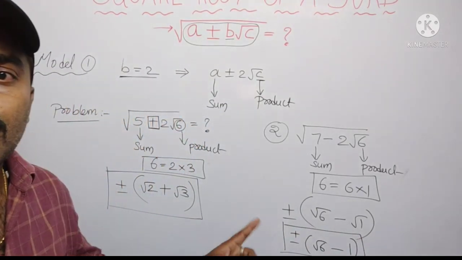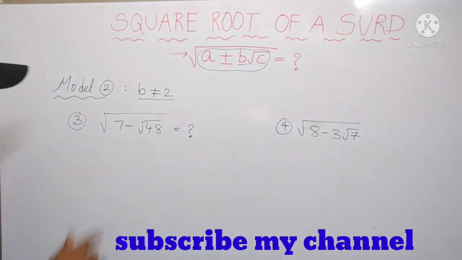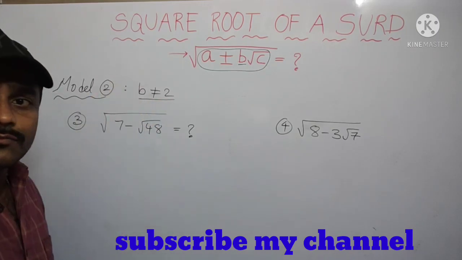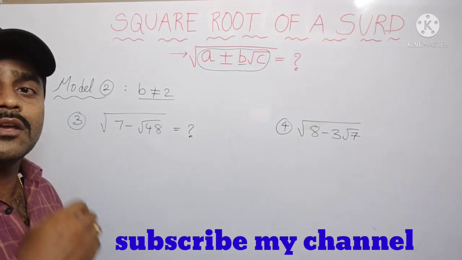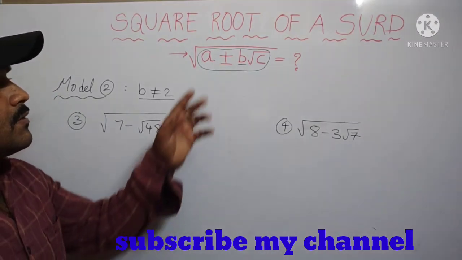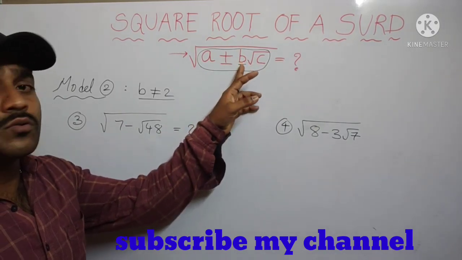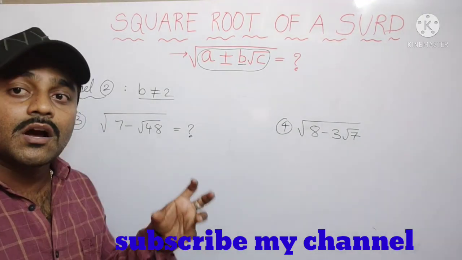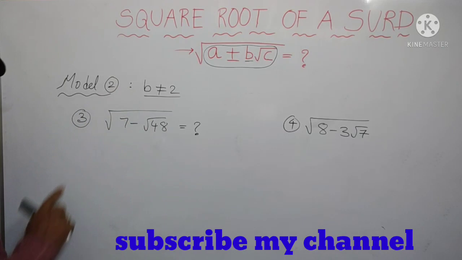So here two problems are explained. Now model 2. In this model 2, b cannot be equal to 2. They won't give b equal to 2; they may give any other number. So the set will be in the form a plus or minus, with a number other than 2, times root c. For that type of set, how to find the square root? How to solve these problems?